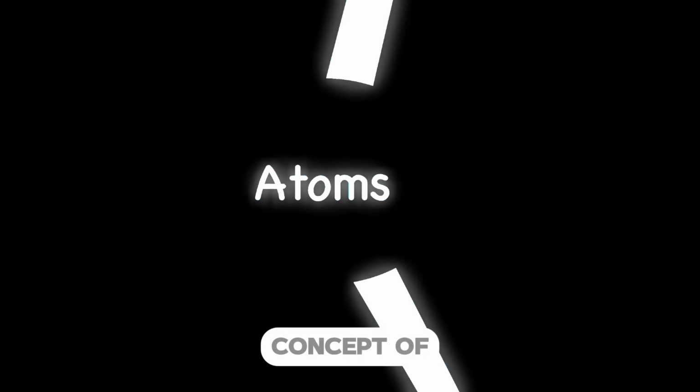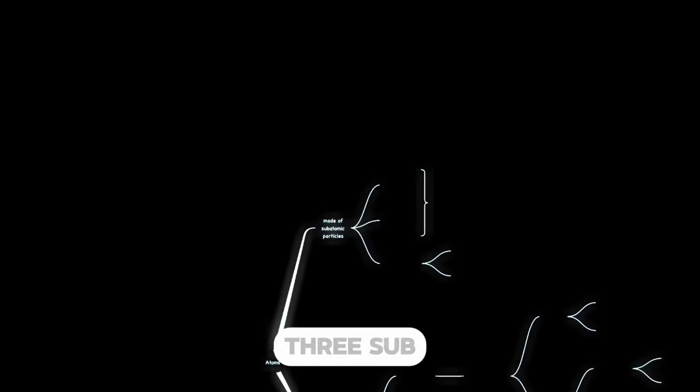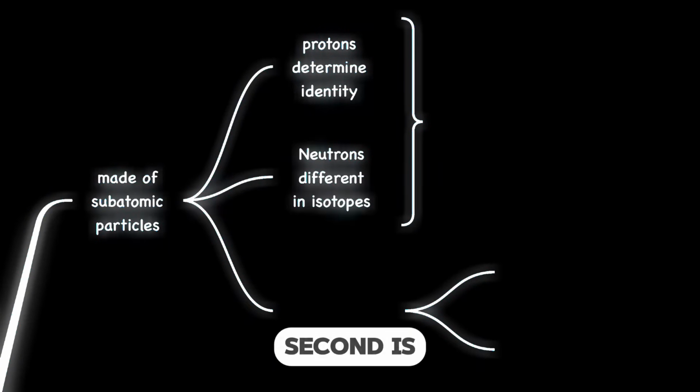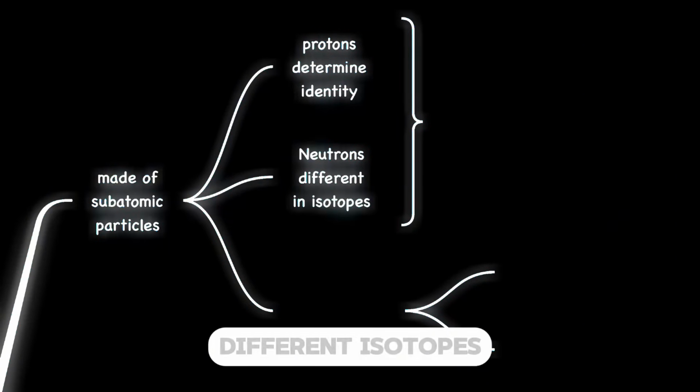Let's start with the concept of atoms. Atoms are made of three subatomic particles. First are protons, which determine the position of the element in the periodic table. Second is neutrons, which vary among different isotopes.